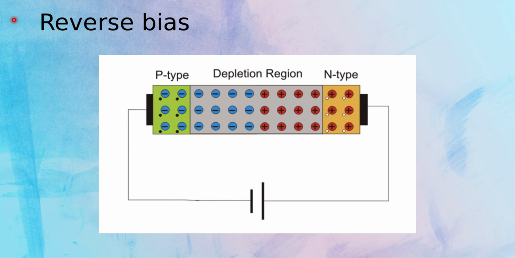So what is a reverse bias? We reverse bias the diode with the help of a battery. We connect the negative terminal of the battery with the p-type and we connect the positive terminal of the battery with the n-type. Because opposite charges attract each other, the holes, which are positively charged, get accumulated at the end of the p-type due to this negative terminal. Similarly, the electrons get accumulated at the n-type due to the positive terminal. Due to this, the width of the depletion region increases significantly.